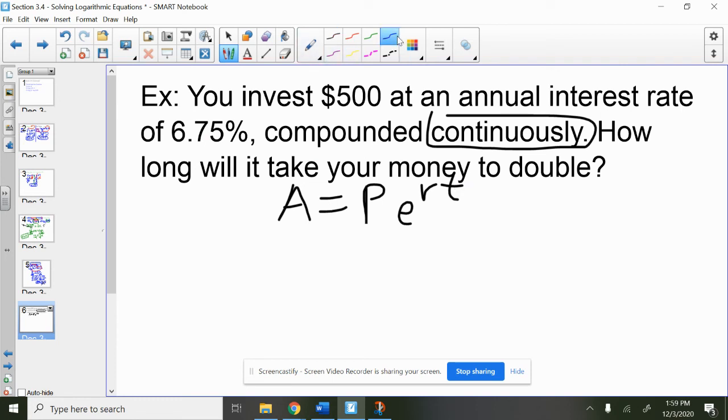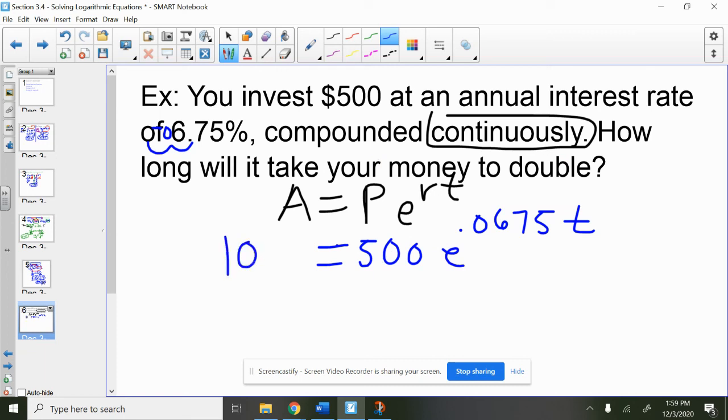So let's plug in what we know. We know we're starting with 500. E is going to stay E. R, you have to move this decimal twice. So this is going to be 0.0675 times T. We don't know what T is. Okay, well, what's A? Well, we need to say how long is it going to take to double. So if I have 500 and I double it, well, that of course is going to be 1,000. Some other question might say, how long will it take to invest 500 to end up with 700? In which case your final amount here would be 700.